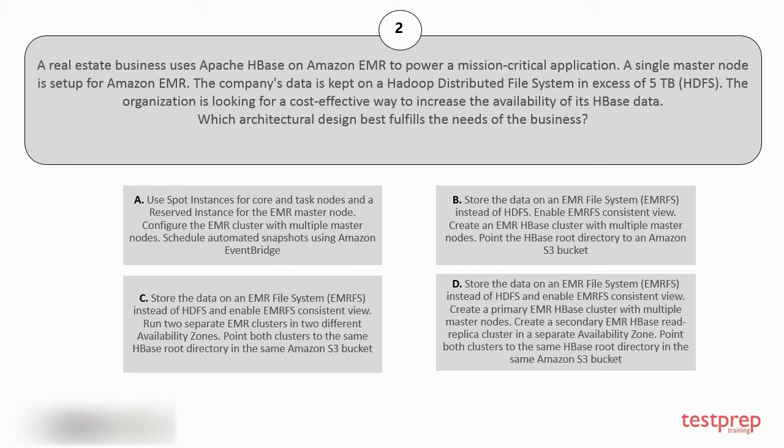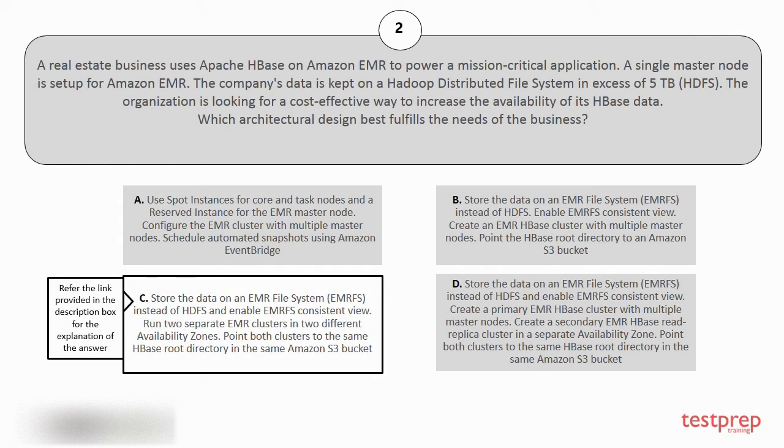C. Store the data on an EMR file system instead of HDFS, and enable EMRFS consistent view. Run 2 separate EMR clusters in 2 different availability zones. Point both clusters to the same HBase root directory in the same Amazon S3 bucket. D. Store the data on an EMR file system, instead of HDFS, and enable EMRFS consistent view. Create a primary EMR HBase cluster, with multiple master nodes. Create a secondary EMR HBase read replica cluster in a separate availability zone. Point both clusters to the same HBase root directory in the same Amazon S3 bucket. The correct answer is option C.